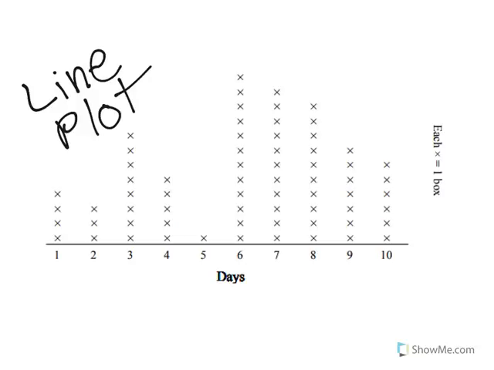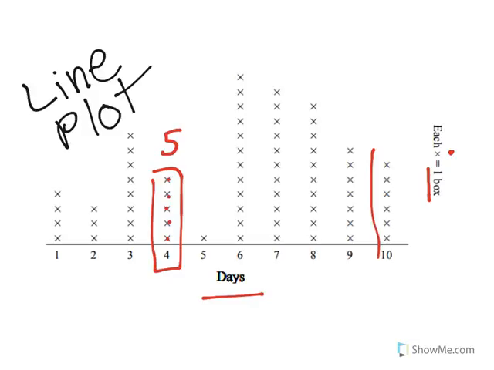So this right here is what we call a line plot. If you notice, a line plot looks very similar to a bar graph. The difference with a line plot is that we're not drawing the bars. We are only placing a symbol. In this case, we're placing an X. And you will notice that for each X, that represents 1 box. So here we see the number of days. What I can do is look on day 4, and I can see that on day 4, they had 1, 2, 3, 4, 5 boxes delivered to their house. What about day 10? How many boxes did they have delivered on day 10? If we look at day 10, we can see 1, 2, 3, 4, 5, 6. So they had 6 boxes on day 10.